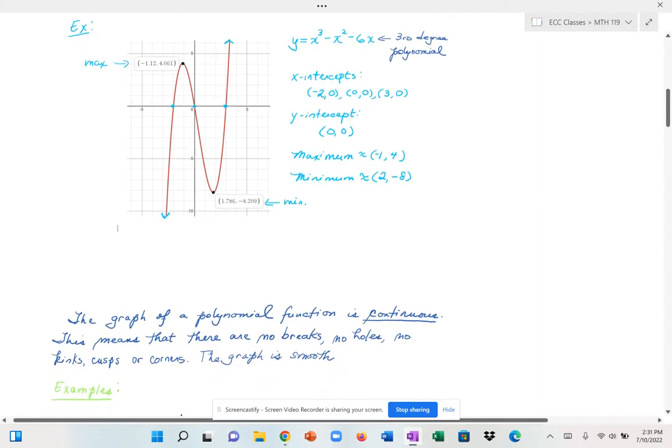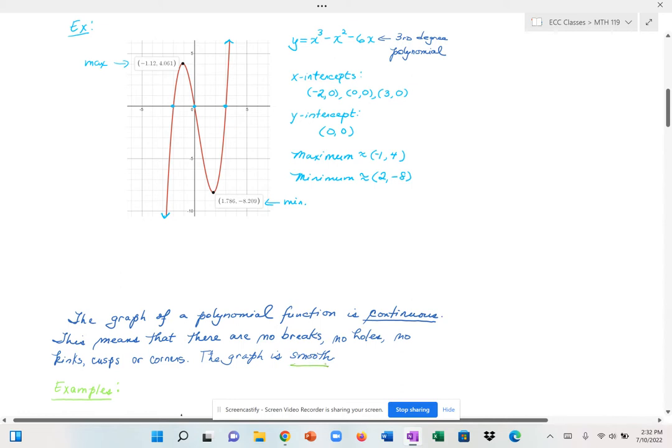Okay. The graph of a polynomial is considered to be continuous. Continuity has a formal definition, but we're not going to formally define it just yet. Basically, it means there are no breaks or holes, no kinks, cusps, or corners anywhere in the graph. It's just a smooth, continuous graph that you could draw without picking up your pencil or pen.